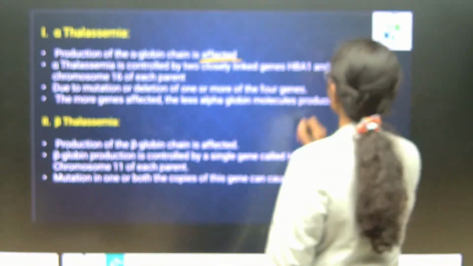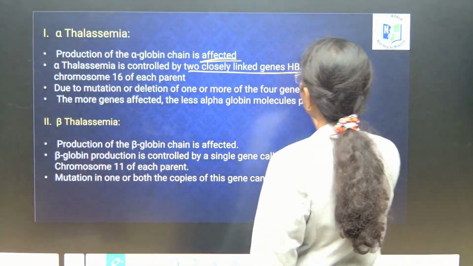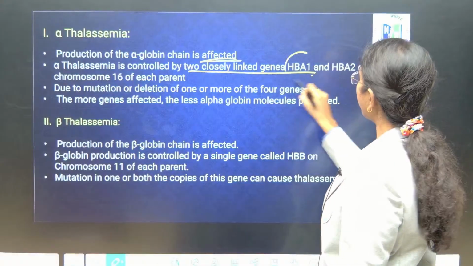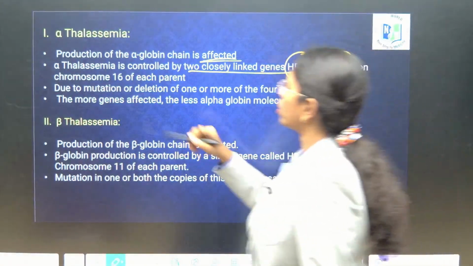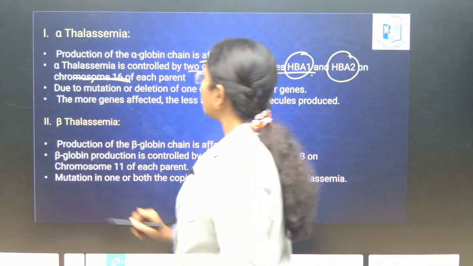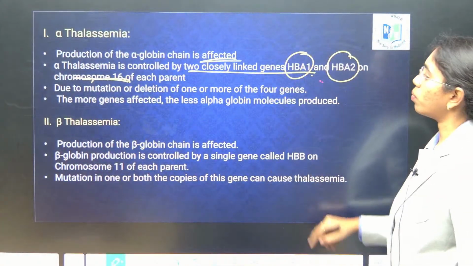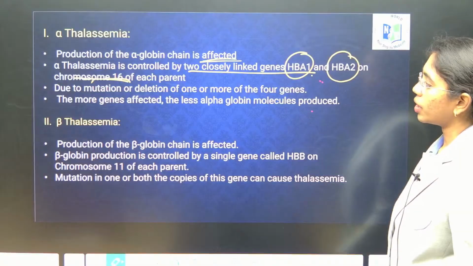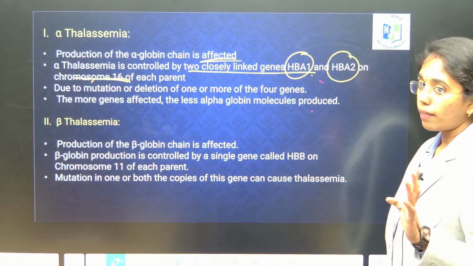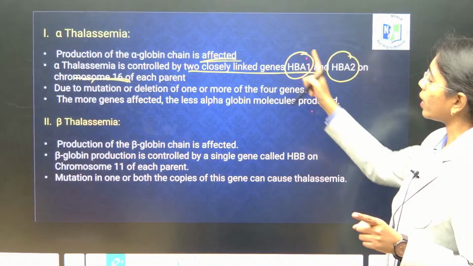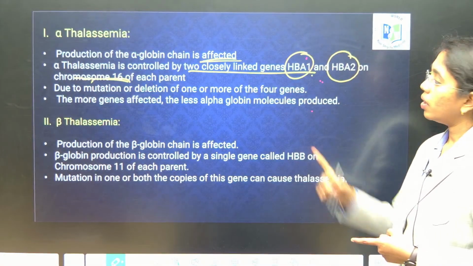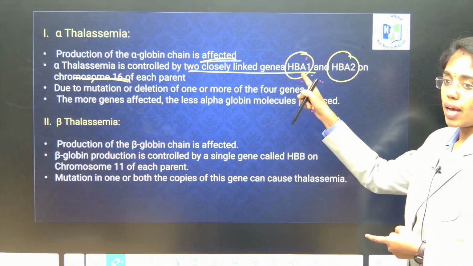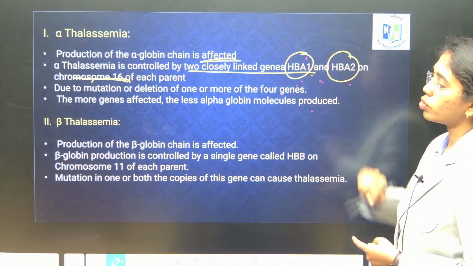So, here you see thalassemia, production of alpha globulin is affected. This is because of the 2 closely linked genes, HBA1 and HBA2, which are affected on chromosome 16. Mutation or deletion on any one of the chromosomes will result in reduction in the synthesis of alpha globulin. What you have to remember here is which chromosome and which genes on that chromosome are affected. Alpha thalassemia: HBA1, HBA2 on chromosome 16.